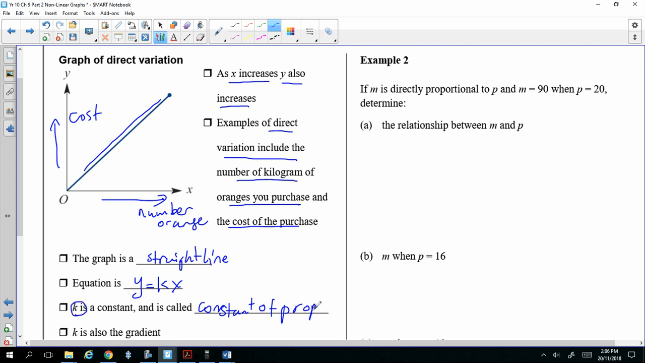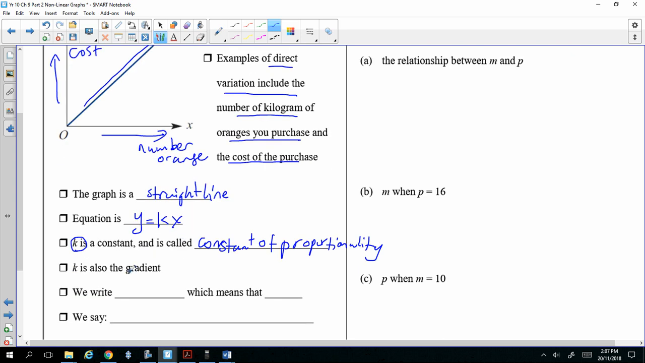Yeah. And you can say k is also the gradient. Okay. So whenever they are in proportion, we say y is proportional to, the symbol for proportion is that alpha symbol, which means that y equals kx.